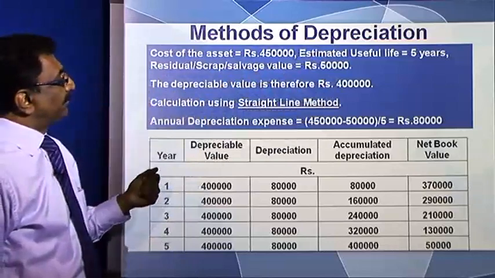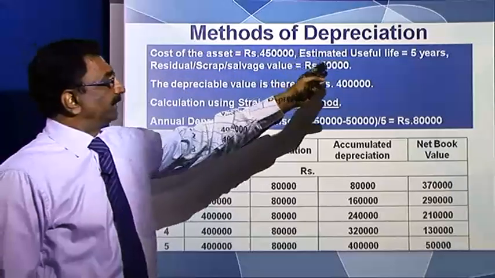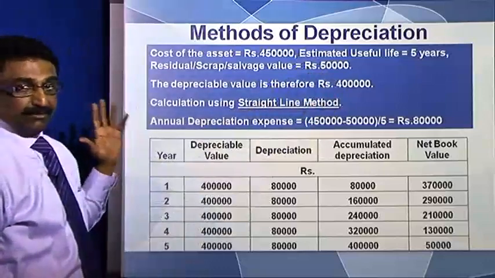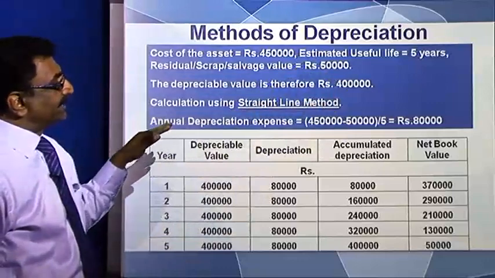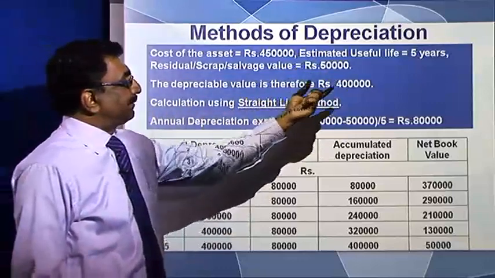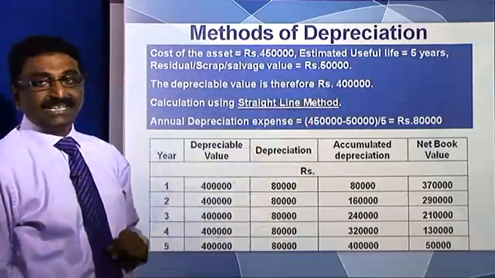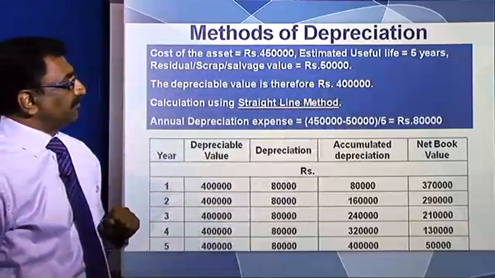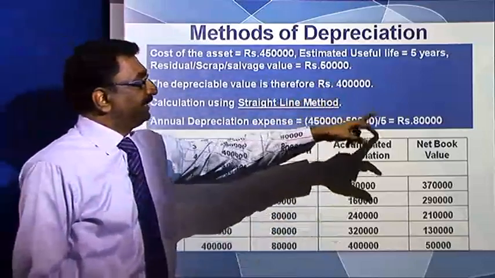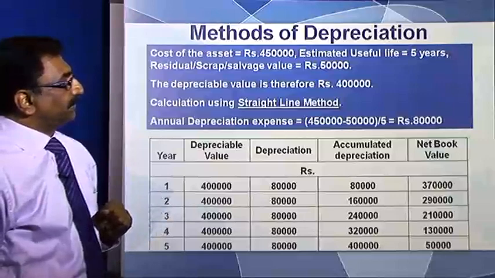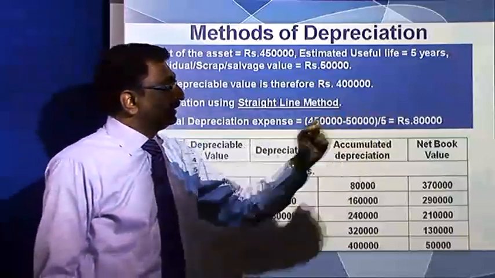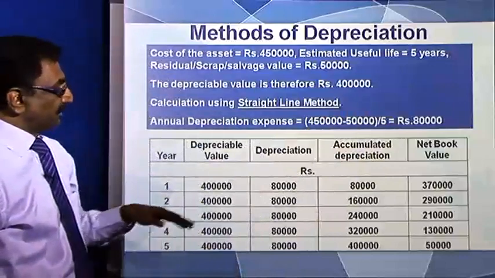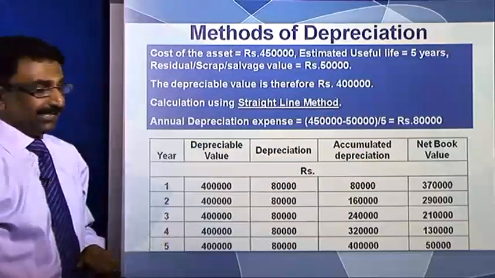So what is the depreciable value? The depreciable value is 4,50,000 minus 50,000, which is 4 lakhs. And when we use the straight line method, basically it means that we expense this depreciable value equally over the 5-year period. So what we have done, we have subtracted the salvage value or the residual value and divided by the period of useful life, and arrived at 80,000 rupees as the depreciation that we will charge each year over the useful life of the asset.